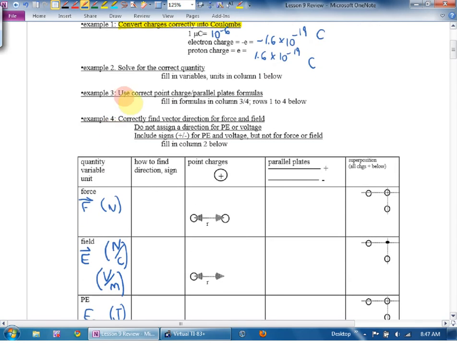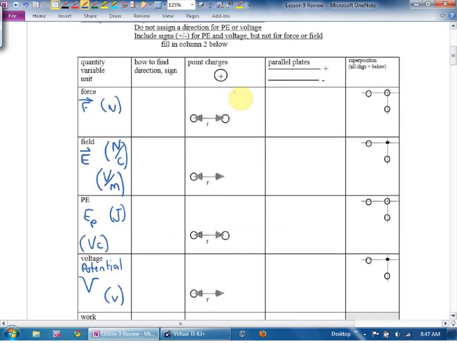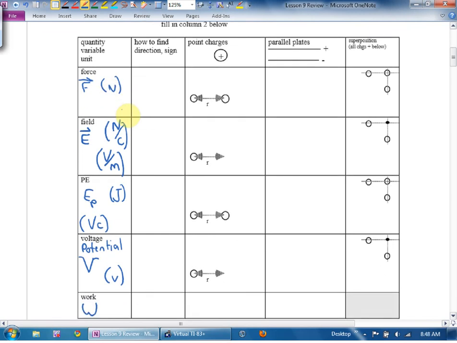Then, example 3 says, use correct point charge, parallel plates, formulas. Okay. Oh, wait a minute. How do we find the direction? How do we find the direction for forces between point charges? Did we put in negatives or positives? I say no, no. How did we figure out the direction? So, if this is positive, if this is negative, what direction does this guy want to move? Okay, how did we figure out the direction for forces? Okay, like charges, unlike charges. Let's write that down.